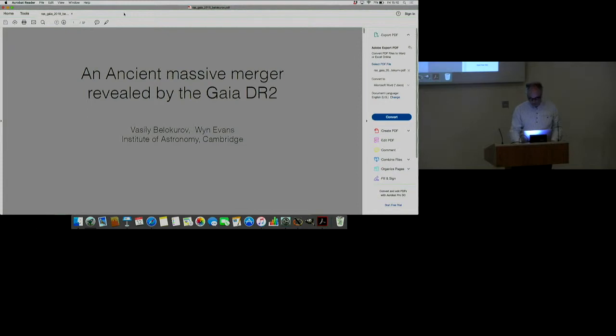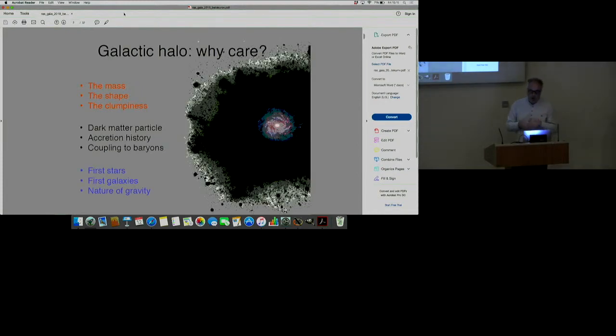An ancient massive merger revealed by Gaia Data Release 2. We've returned to the galactic halo. So here we see the Milky Way galaxy at the center, and an enormous ink splot, which is the dark halo of the Milky Way. And of course, the dark halo has a stellar tracer. And so we're interested in both the stellar halo and the dark halo.